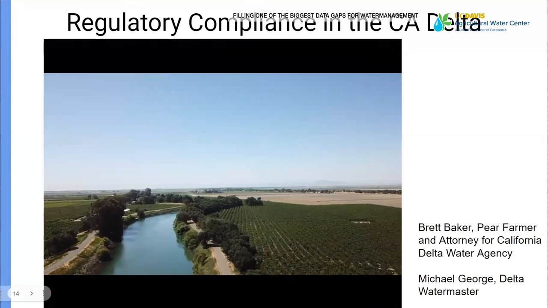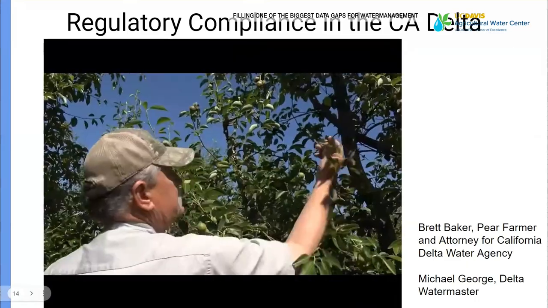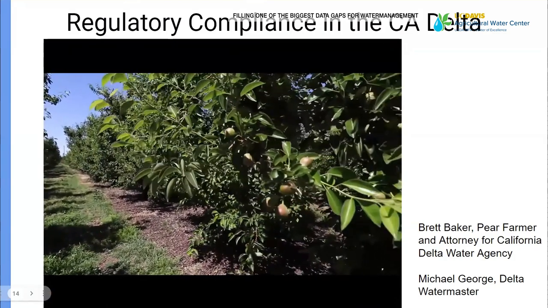Been farming this piece of dirt since the 1850s. We are proud stewards of this land. As a farmer by nature, you're an environmentalist. Your well-being is tied to the well-being of the plants and wildlife that depend on the same resources that you do.